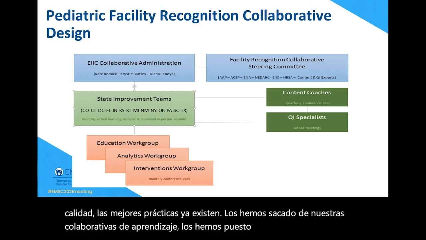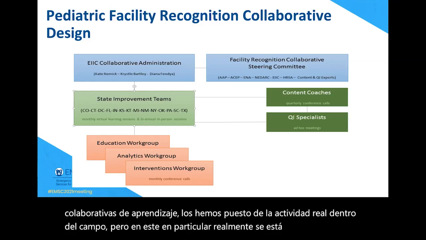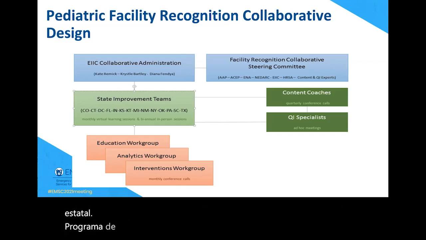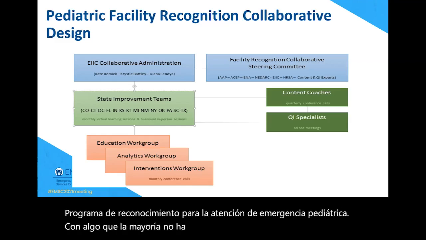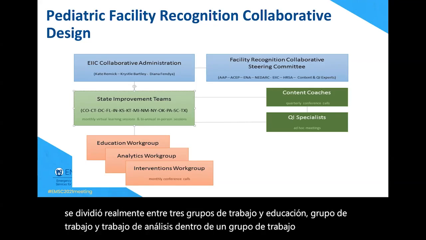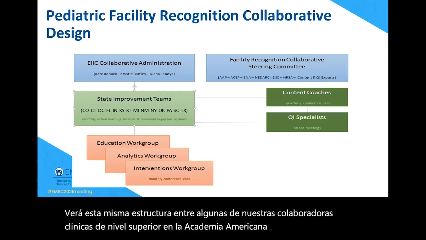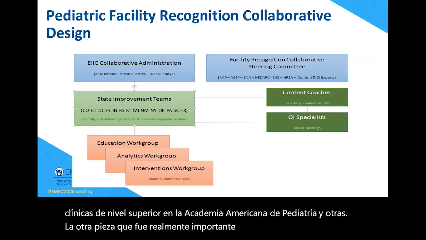But in this particular one, really developing a state-level recognition program for pediatric emergency care was something that most hadn't had experience with. And so this was really divided among 3 work groups: an education work group, an analytics work group, and an intervention work group. You'll see the same structure among some of our higher level clinical collaboratives in the American Academy of Pediatrics and others. The other piece that was really important about these quality improvement collaboratives is that we have content coaches.